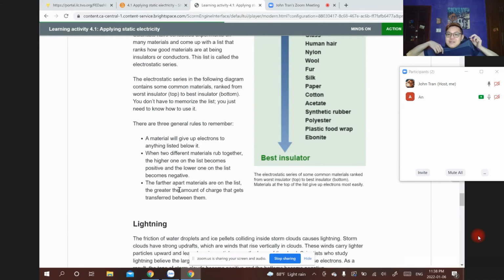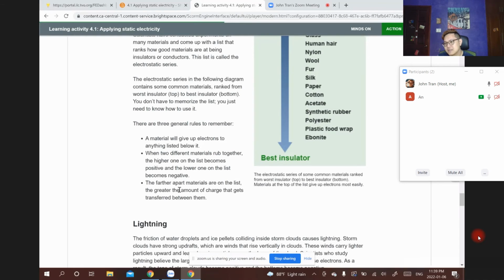Polyester, like our clothes. Polyester clothes, synthetic rubber like rubber gloves, latex, latex gloves, acetate. Acetate, cotton, paper, silk, fur. Actually, we use them in fur coats.